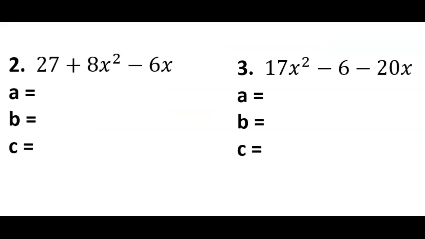All right, let's do number 2. What's my A? What's my B? What's my C? Actually, we're going to do 2 in class again. We'll do number 3. Okay, 17x squared. That's my A because of the x squared. Okay, my B. Oh, look, here's my x, so it's negative 20. And my C, well, there's my constant, that's supposed to be blue, is negative 6. Okay, super important that you notice that.